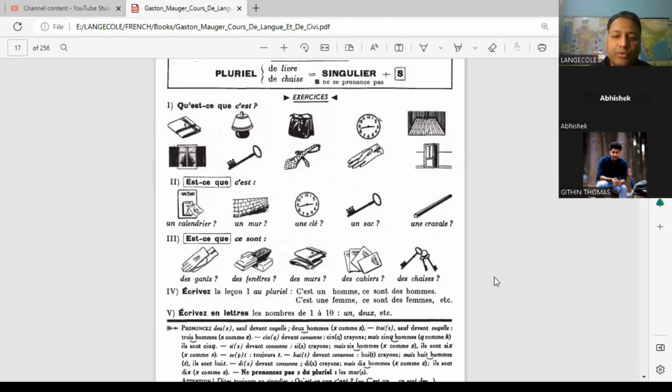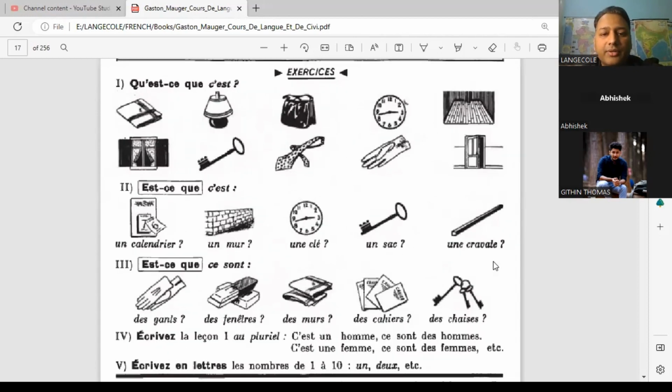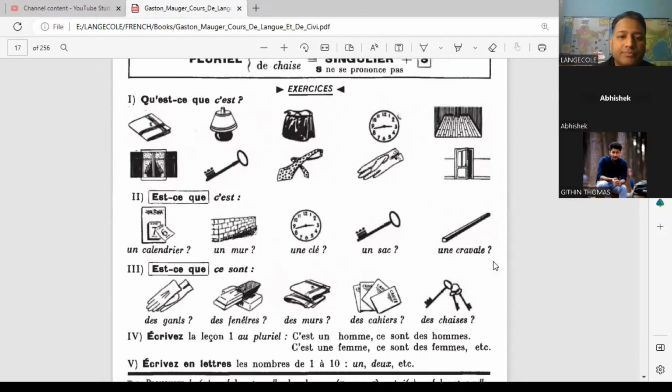So I've just kept it open for you. You can start doing it. Okay, this one. So the first one here again, "qu'est-ce que c'est?" So this question you've already seen and you will answer. Second one, "est-ce que c'est?" Confirmatory again. So you will be answering oui or no, and then complete sentence. Third one, "est-ce que ce sont?" Again in the plural form. So you'll be answering in the plural, negative or affirmative form.